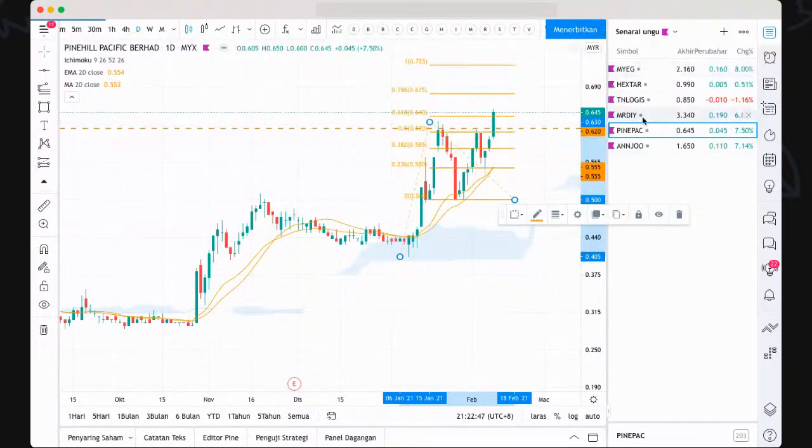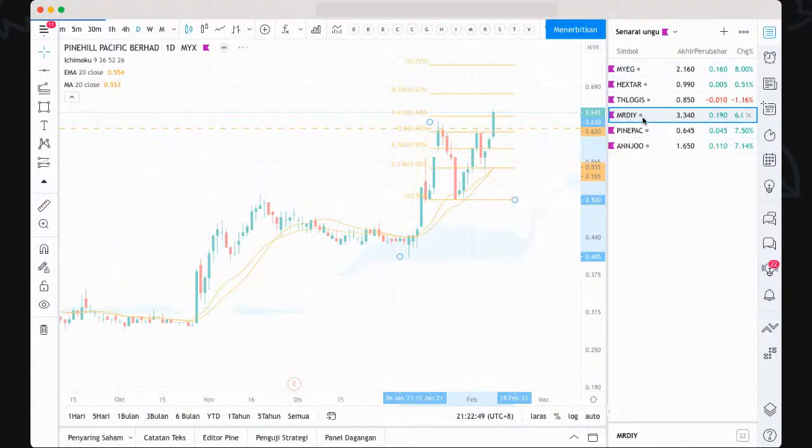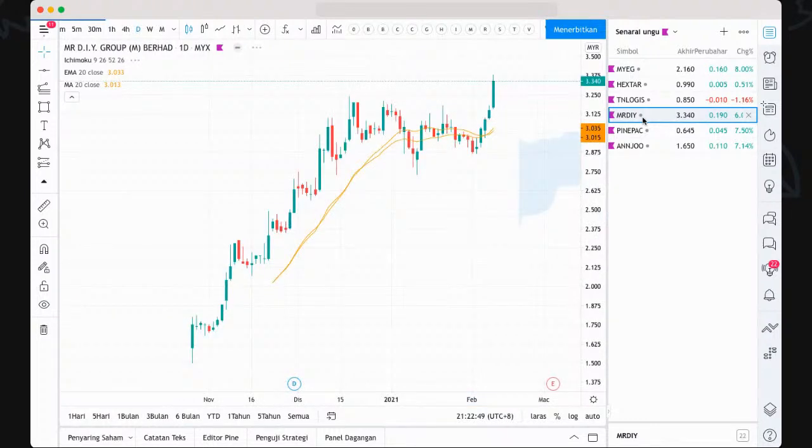Next is Mr. DIY. So Mr. DIY is almost the same as Pine Pack, a complete breakout, a perfect breakout. But the candle is big compared to the previous day. But I believe even if the price retraces, maybe we retrace to test the previous 324 or something like that, before going higher. But yeah, this is already a breakout.